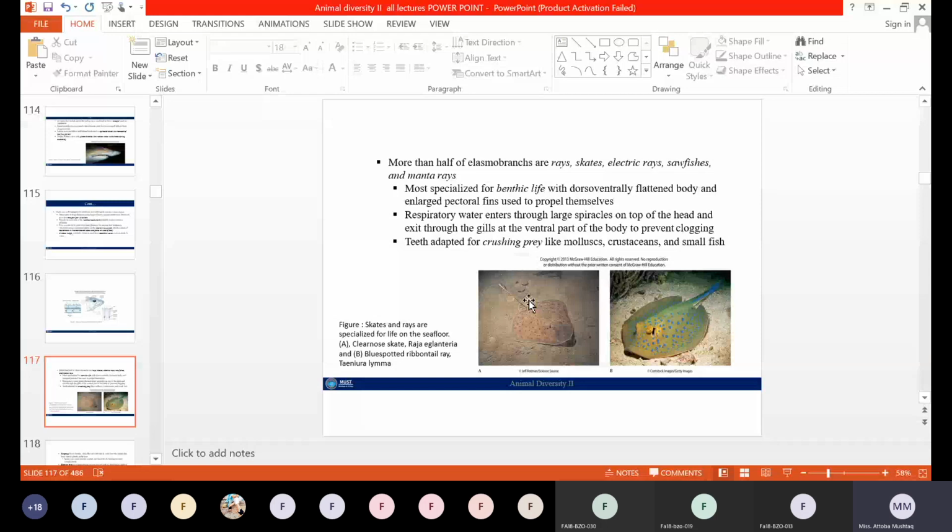They have teeth which are well adapted for capturing the prey. Like they mostly prey on mollusks, crustaceans, and small fishes. So they have teeth which are present on the ventral side of the body, and they help them to capture the prey like mollusks, crustaceans, and small fish.